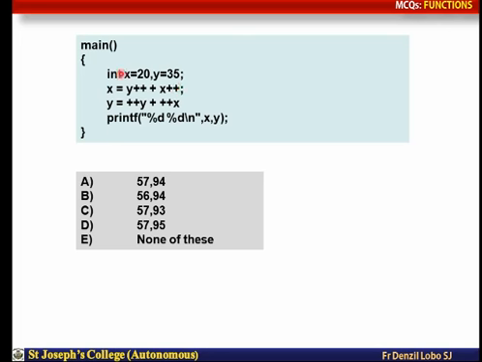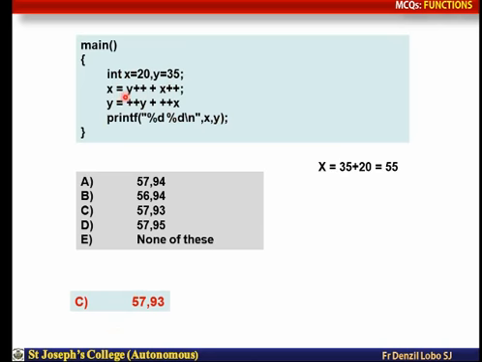Get this. x is equal to 20, y is equal to 35, x is equal to y plus plus plus x plus plus. y is equal to plus plus y plus x plus plus x. So you print the value of x and y. What is the answer? It's going to be 5793. Let us go through it.